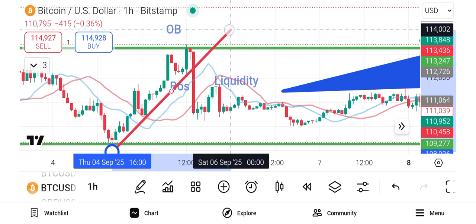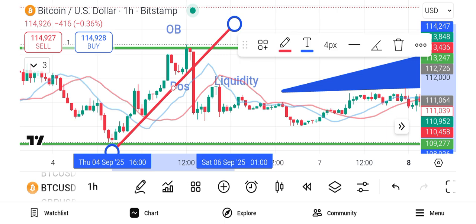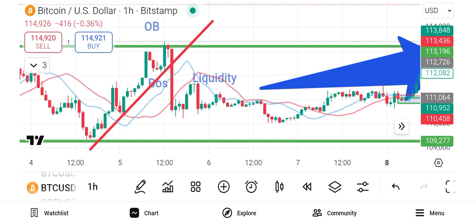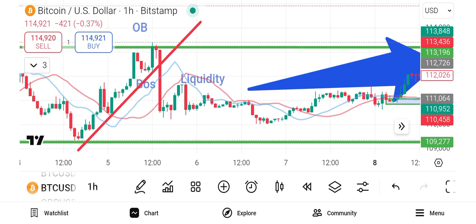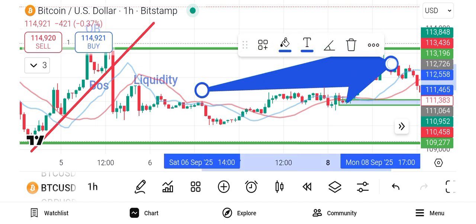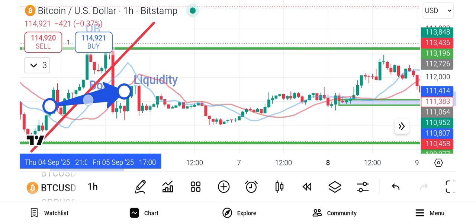This is 1 hour, and this is BTC I'm using to explain this. The market has been trending up, and after the market hits resistance, which is this green candle, the market breaks. That is what we call break of structure. And the market does what we call liquidity. After break of structure, you expect liquidity in the market. So this is what we call liquidity.